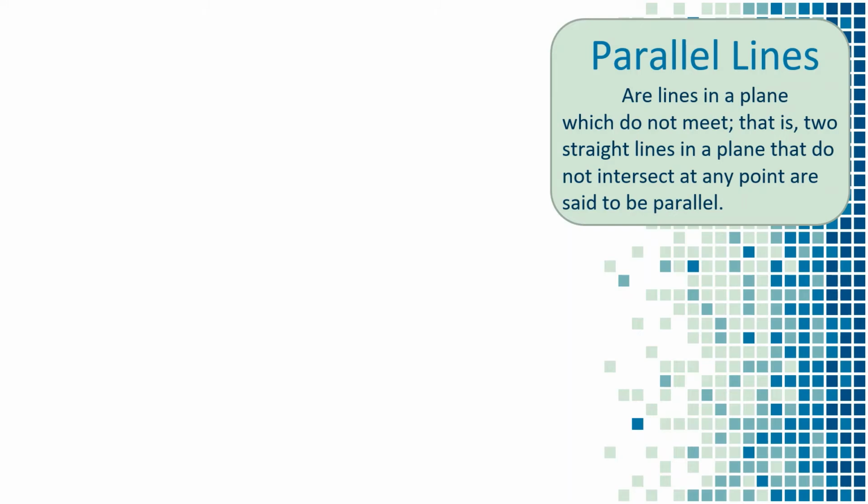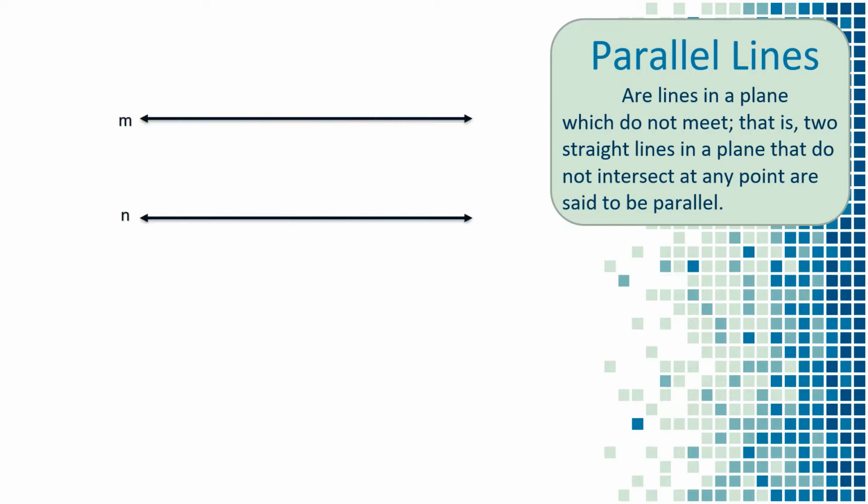Let us begin by defining parallel lines. Parallel lines are lines in the plane which do not meet. That is, two straight lines in a plane that do not intersect at any point are said to be parallel. In the figure, line M is parallel to line N.